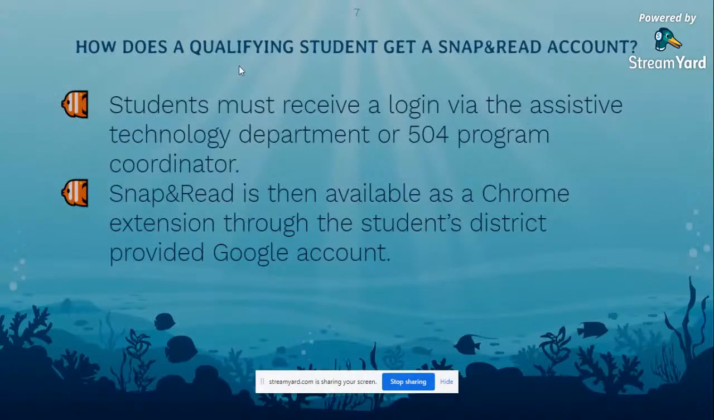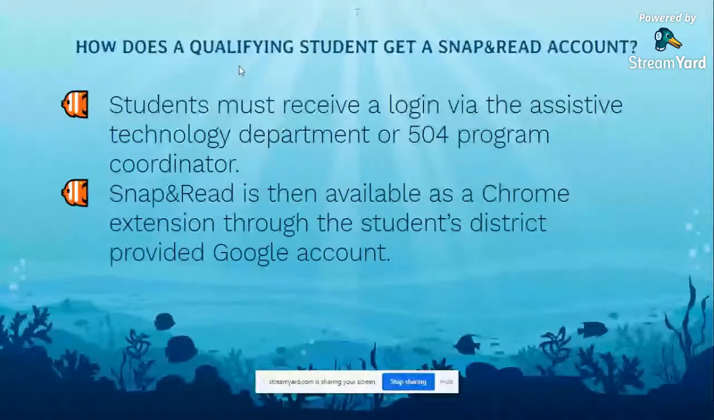Okay, so how does a qualifying student get a Snap&Read account? Students must receive a login via the Assistive Technology Department or 504 Program Coordinator. And then once they have an account, Snap&Read is available as a Chrome extension through the student's district provided Google account.